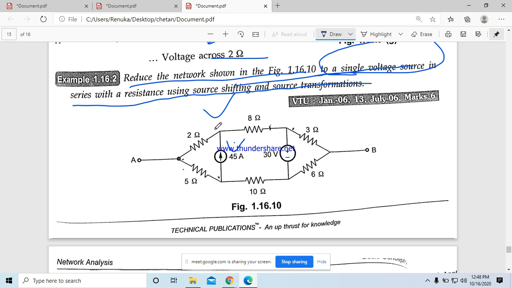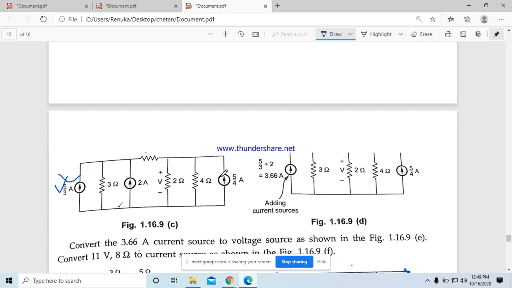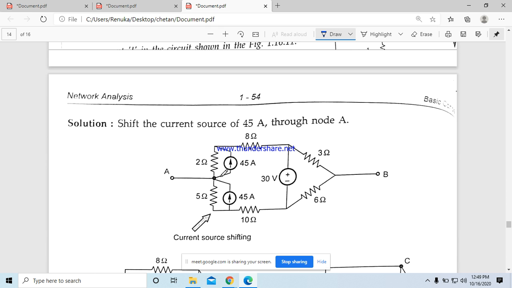The current source is parallel with the 2 ohm as well as the 5 ohm, right? This 45 amps is common with the 2 ohm as well as the 5 ohm. So what can I do next? I can draw the 45 amps individually to this 2 ohm as well as 5 ohm. Instead of drawing like this, I can shift this current source like this. So I will do that same procedure. Here you can see 45 amps is drawn parallel with the 2 ohm as well as the 5 ohm.